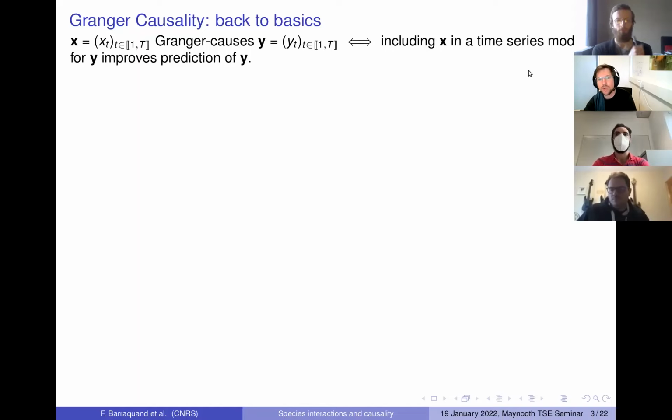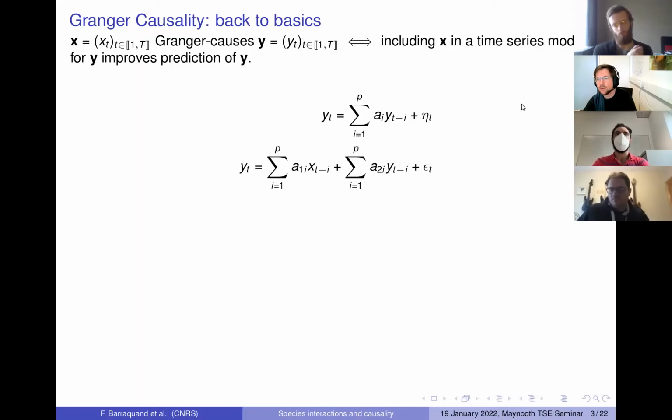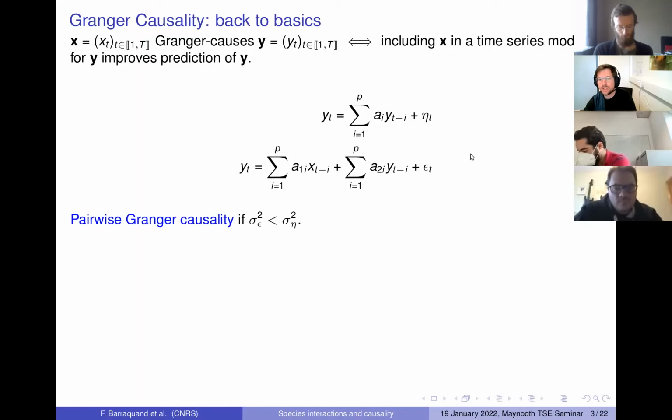So how does that work in practice? In practice, we usually use linear autoregressive models, and we model y_t as a function of past values, y_{t-1}, y_{t-2}, etc. And then we make another regression where we include also past values of variable x. And if the residual variance decreases, we conclude that X Granger causes Y. And that's what we call pairwise Granger causality because we only have two entities there.